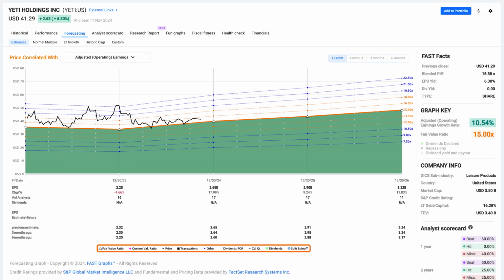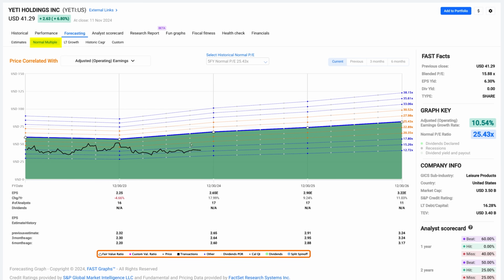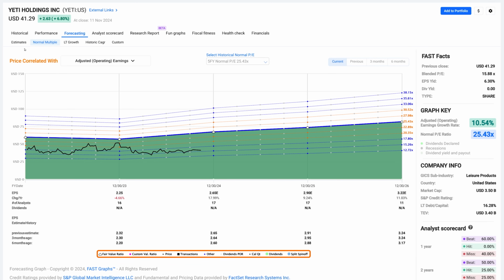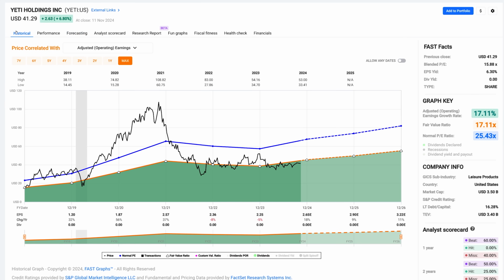But looking at forecasting, growth is expected to be double-digit again. That would easily command a 15 PE. Now, the 25 multiple, I believe, is a little high, but that is historically what the stock has traded at. But if it did get as high as 25, then the rates of return would be extraordinary. So again, this is one that has very low debt. It's got a small market cap of $3.5 billion.